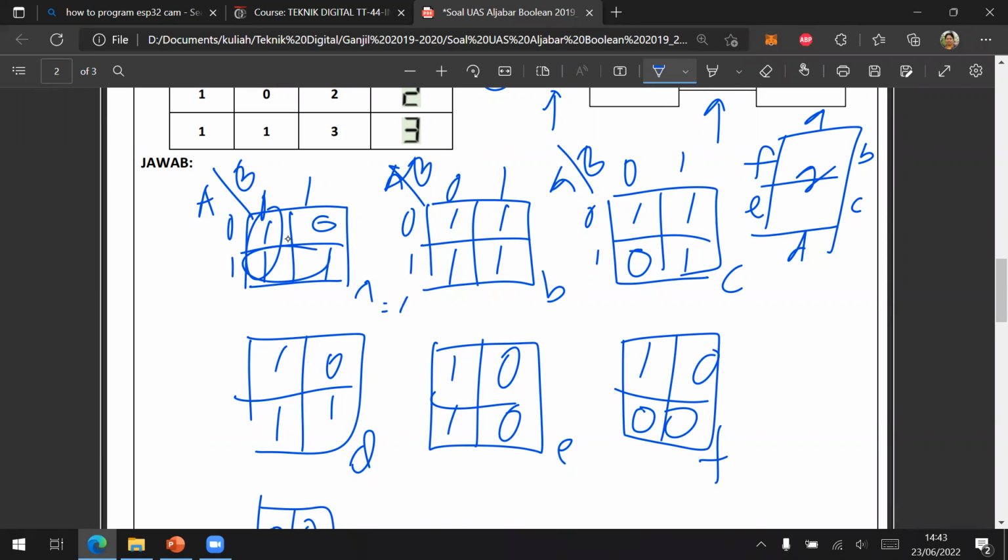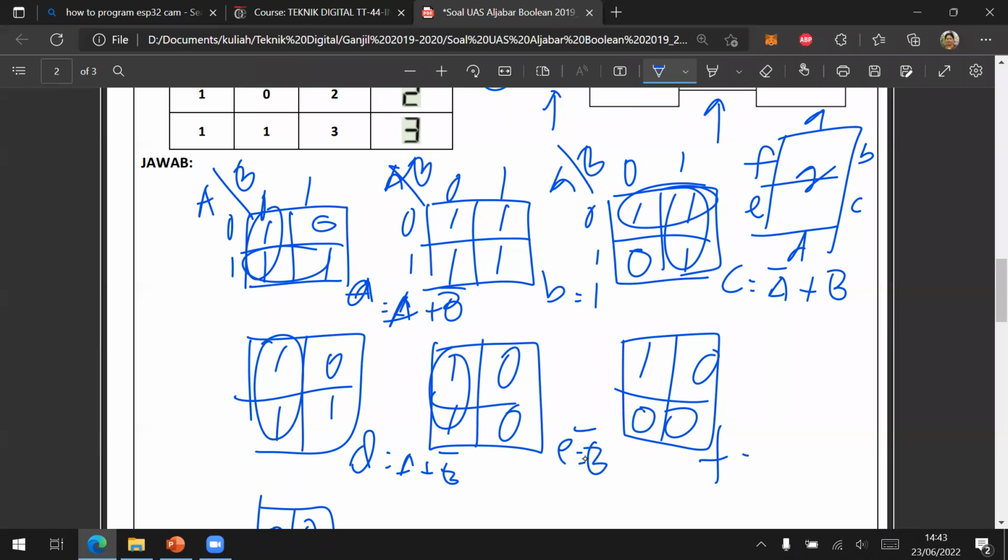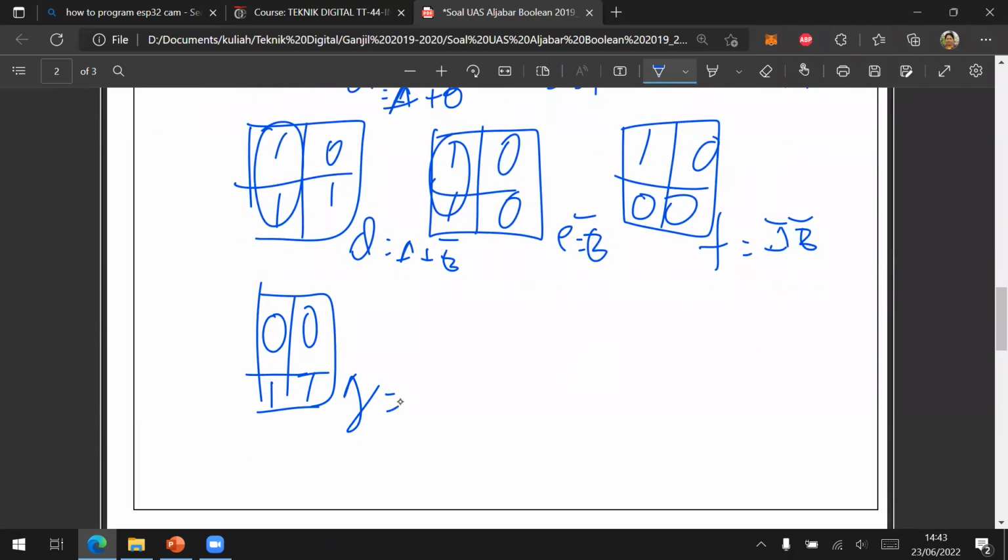So A is A plus B naught, and then B is 1, C is A naught plus B, and then D is A plus B naught, same as A, and then E is B naught, and F is A naught B naught, and then G is A.